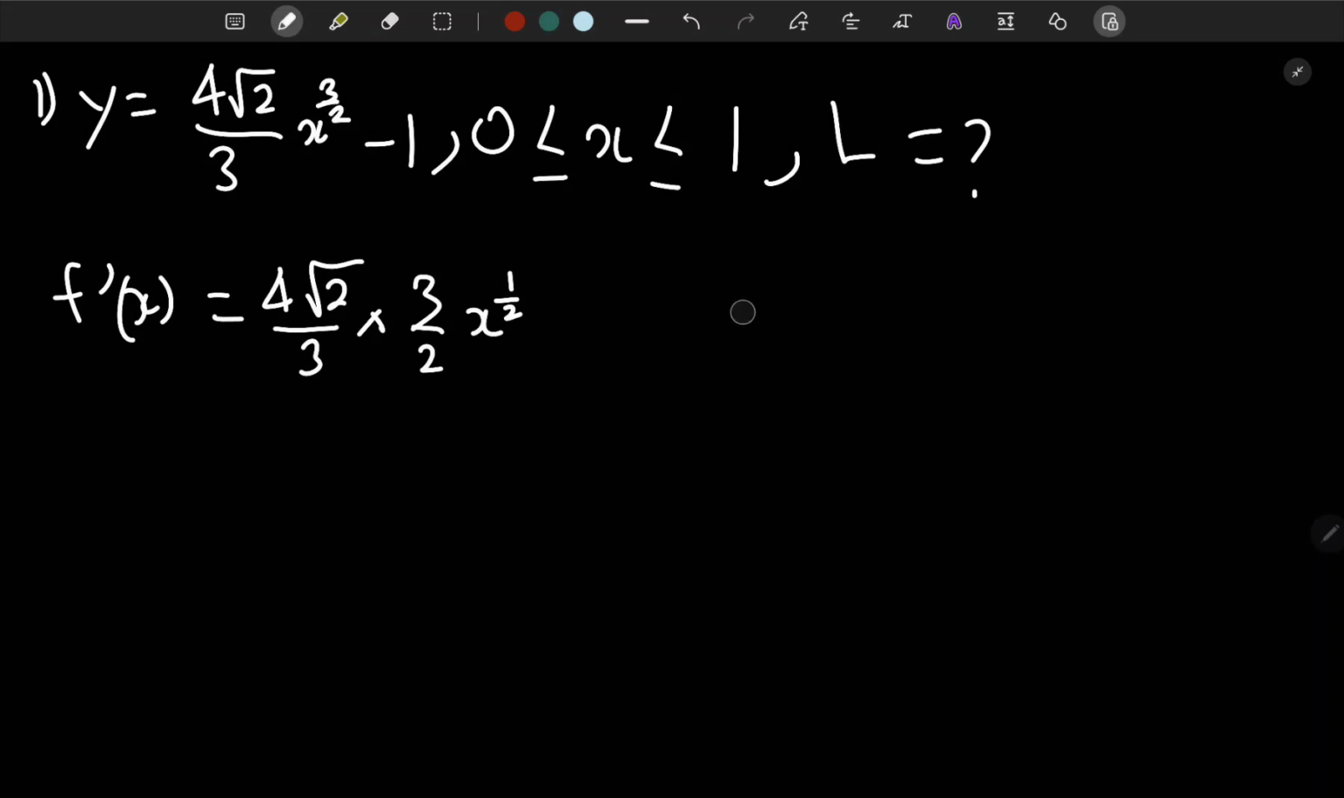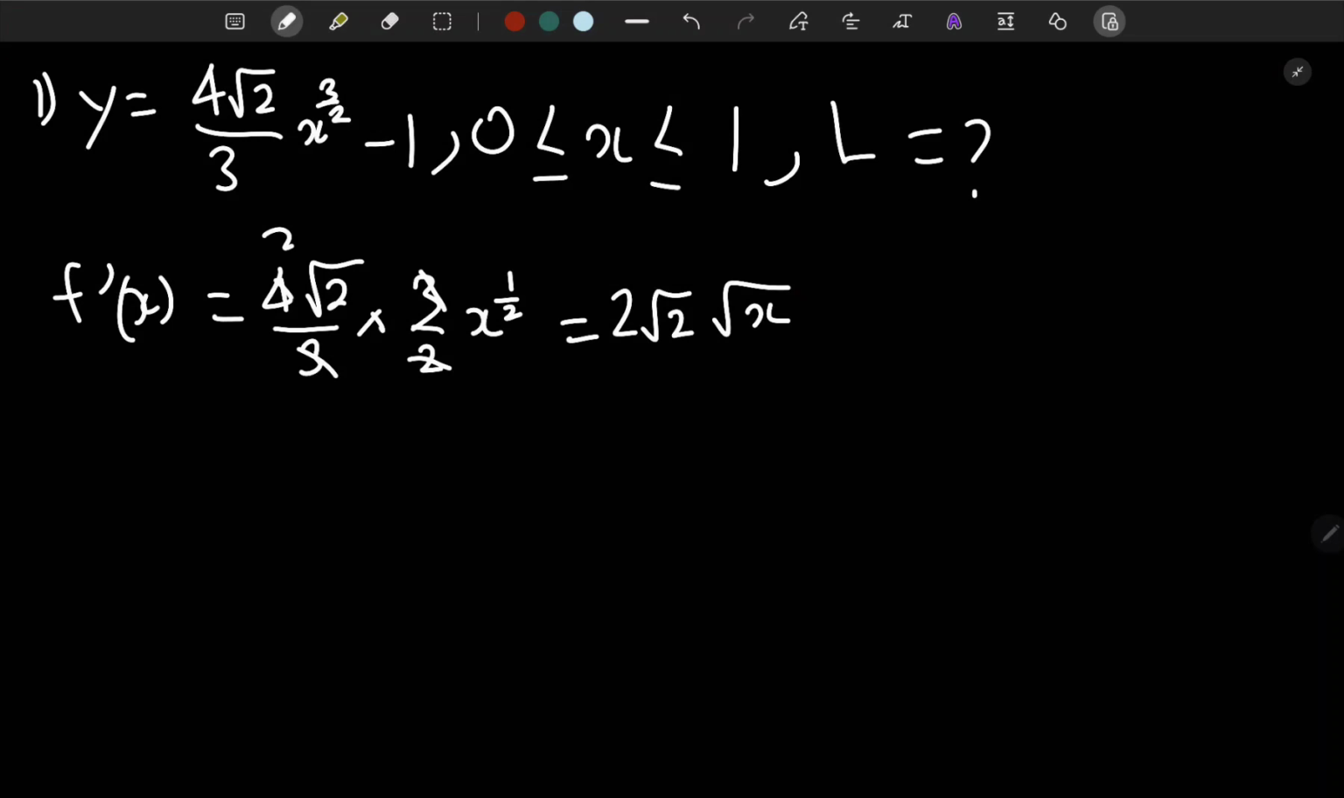Now let's simplify this. 2 will cancel out with 4 here, and this will be 2, and 3 will cancel out. So the final answer that we are left with for f prime is 2 radical 2 radical x.